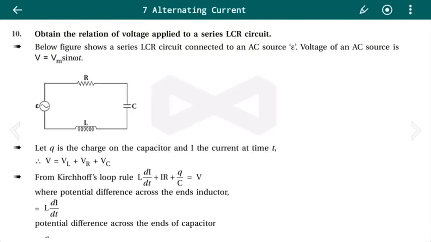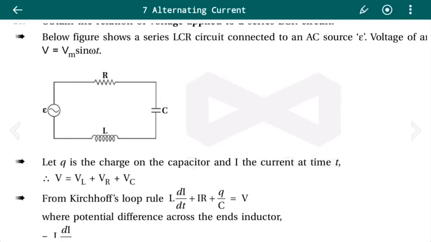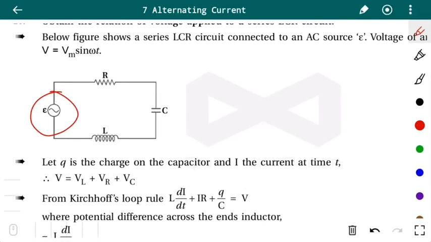Voltage of an AC source is V equals Vm sin omega t. So here is the AC source, and the resistor, capacitor, inductor, all these three are connected in series. Now in this circuit we are going to apply the Kirchhoff voltage law.